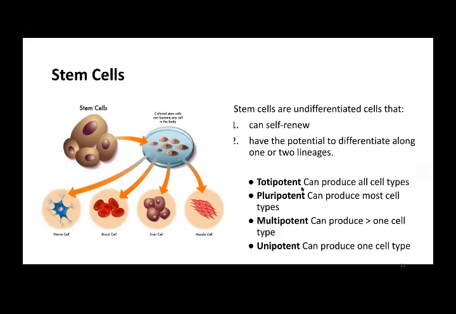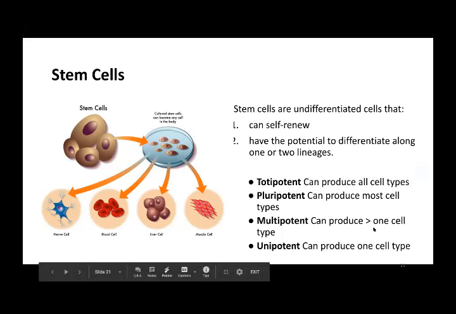Totipotent means can produce all cell types. Pluripotent can produce most cell types. Multipotent can produce more than one cell type, or they could be unipotent, which can produce only one cell type. This will be a totipotent stem cell that can produce all cell types.